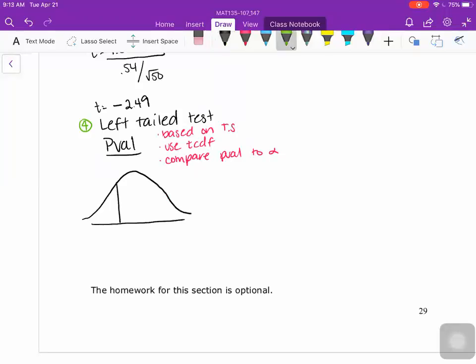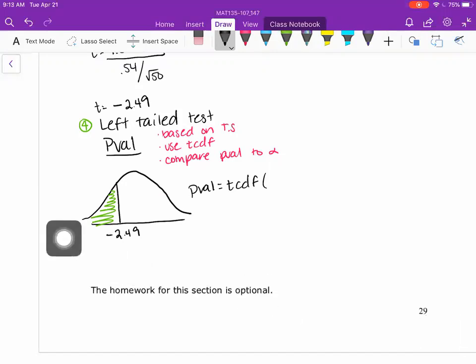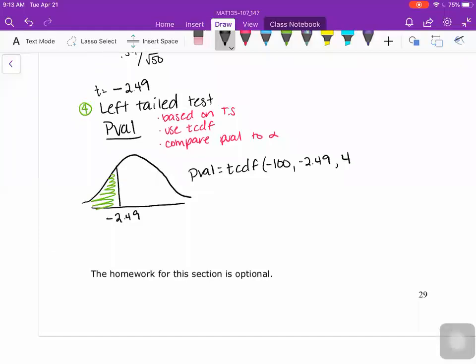So we're setting up our diagram for that left-tailed test, and the area in our left tail is our p-value, and that left tail is bounded by our test statistic, negative 2.49. In order to use the function tcdf on our calculator, we have to identify the lower and upper bounds and the degrees of freedom. The lower bound is your left bound, so over here we're going to use negative 100, and our upper bound is the right bound, which is negative 2.49. And the degrees of freedom is our sample size minus 1. Our sample size was 50, so the degrees of freedom are 49.